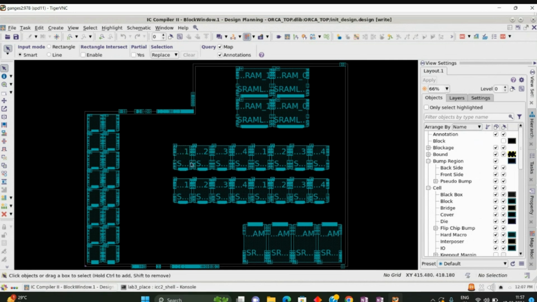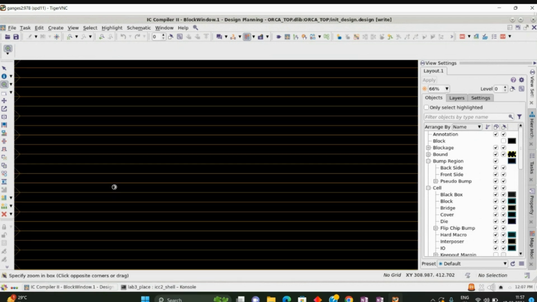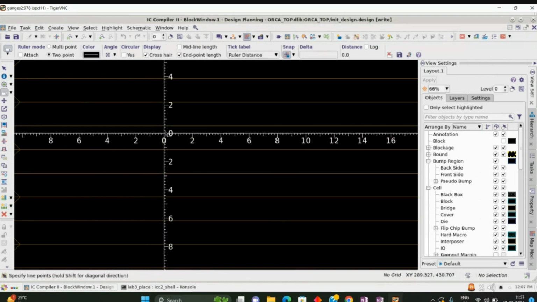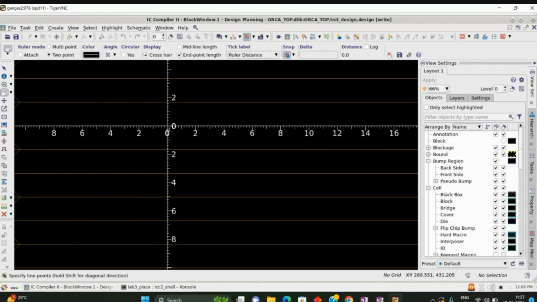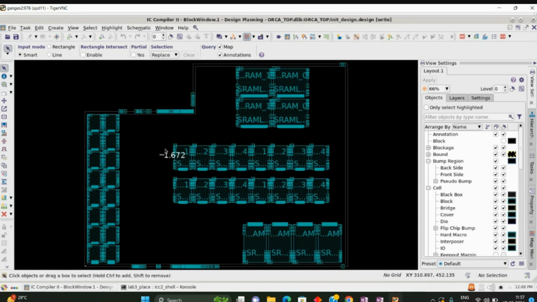So you know, right? These are your macro pins. These are the pins, and these are the tracks. Somebody experienced will ask these kinds of questions also. What is your row length? So how can you calculate it? You can use the scale and measure this distance. Okay, it is 1.672. Like that you can calculate.